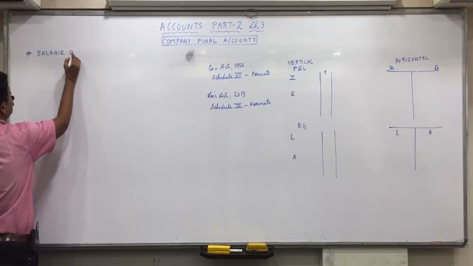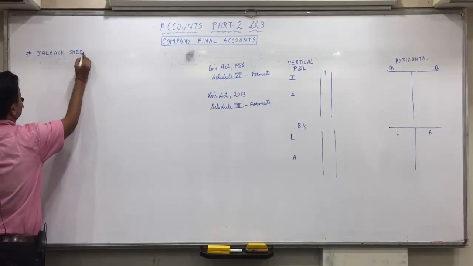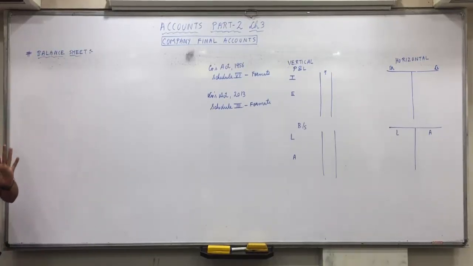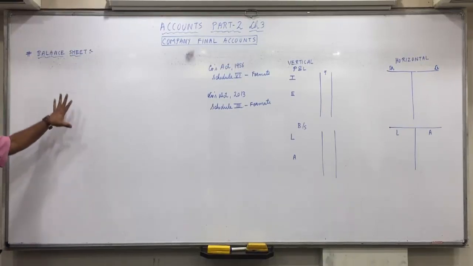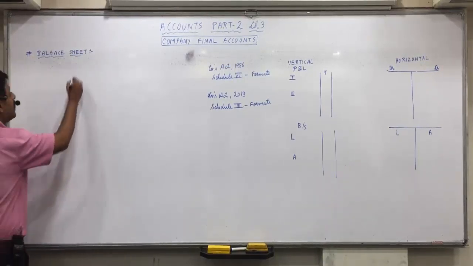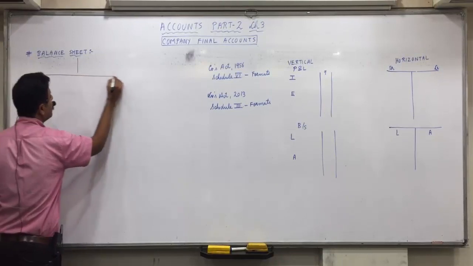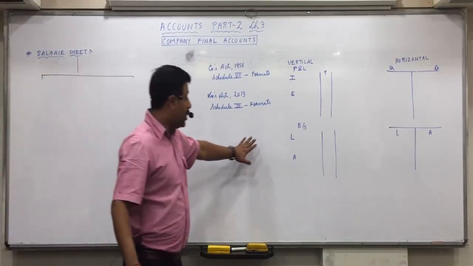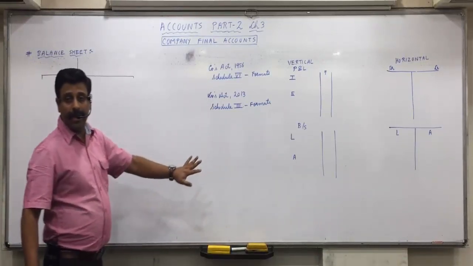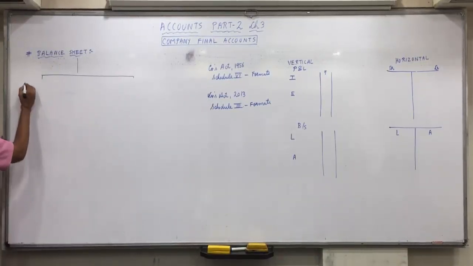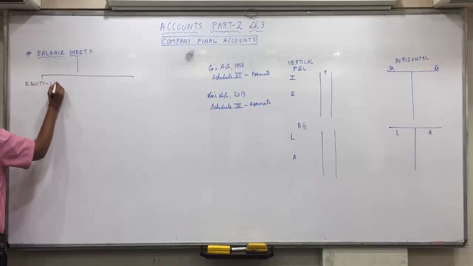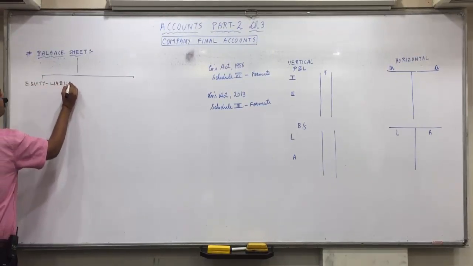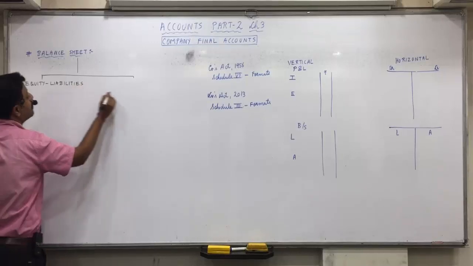Understand the things first, then when I tell you, only then you'll write it. Yes, first understand the things now. Very first of all, in the balance sheet, instead of liabilities and assets in a joint stock company, they call it equity and liabilities and assets.